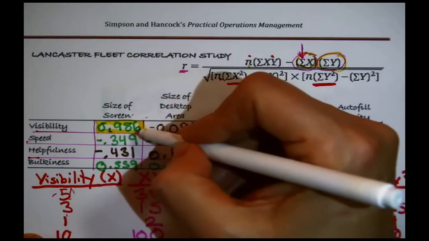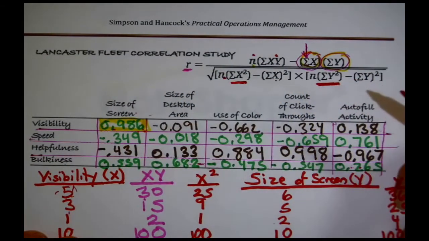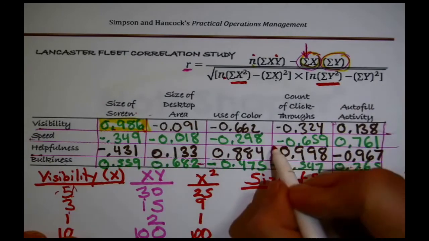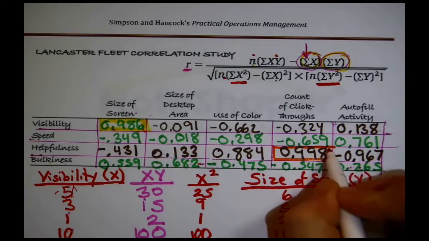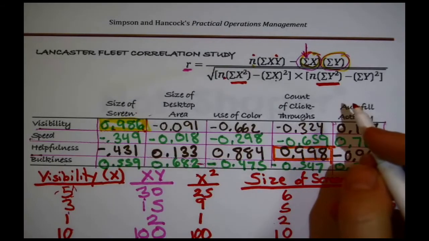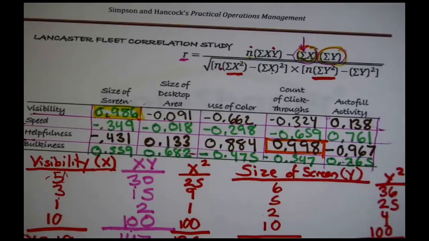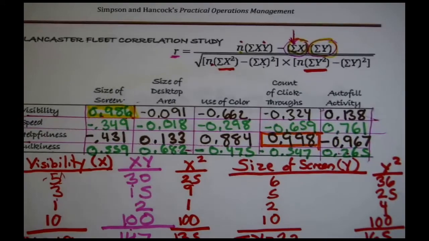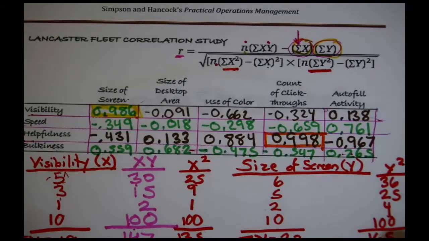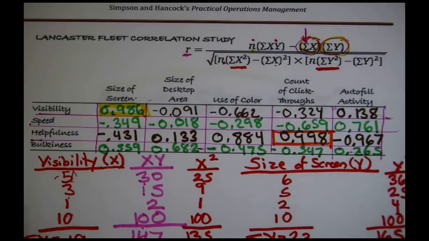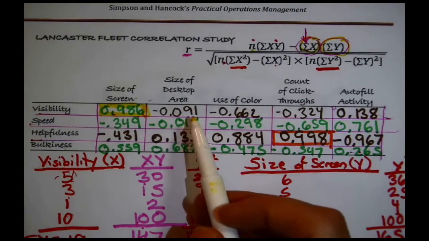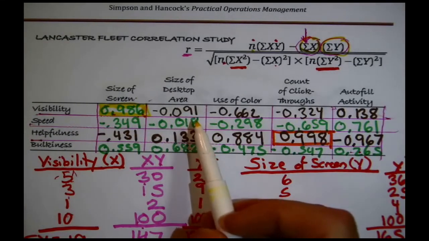0.986, that is very, very close to 1. Notice here also, I'm just looking to spot correlation coefficients that are really close to 1. That one's between helpfulness and the count of the click-throughs, okay. Anywhere else, really, really close to 1? Well, no, not exactly.